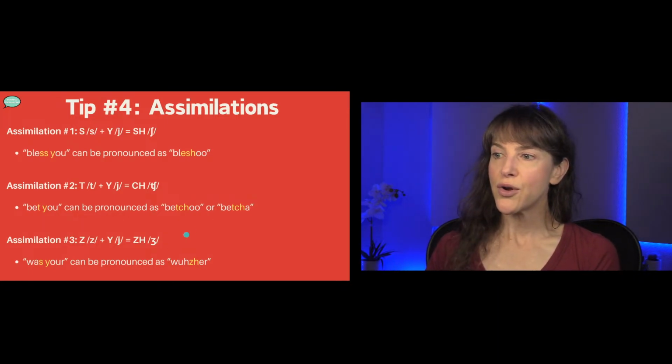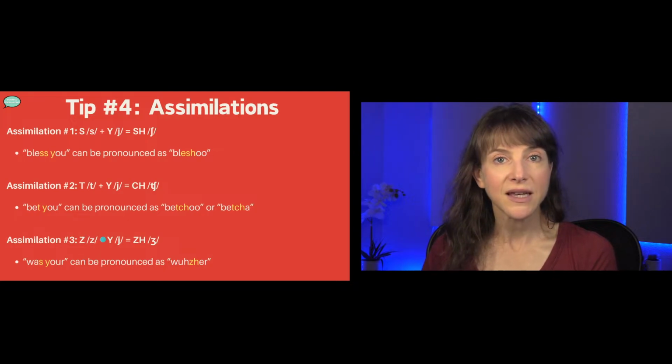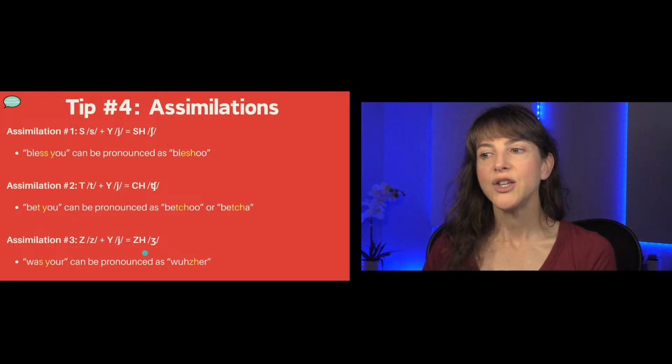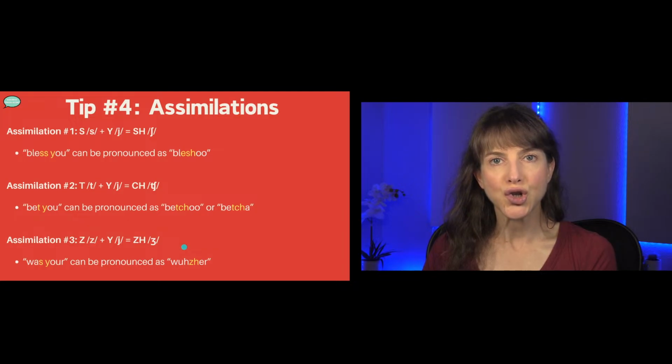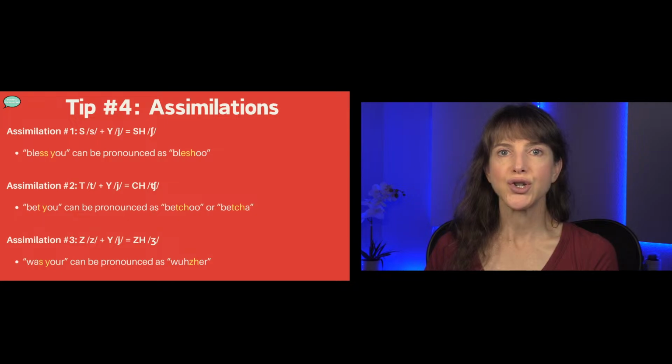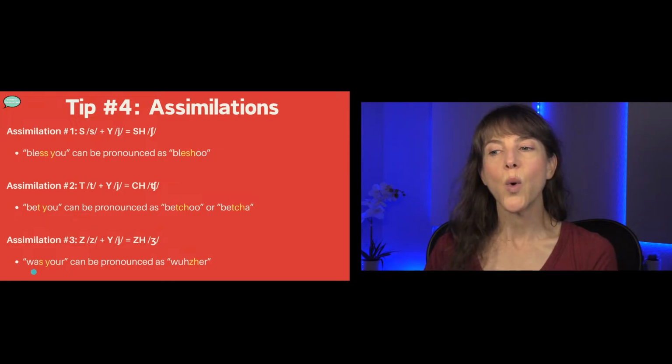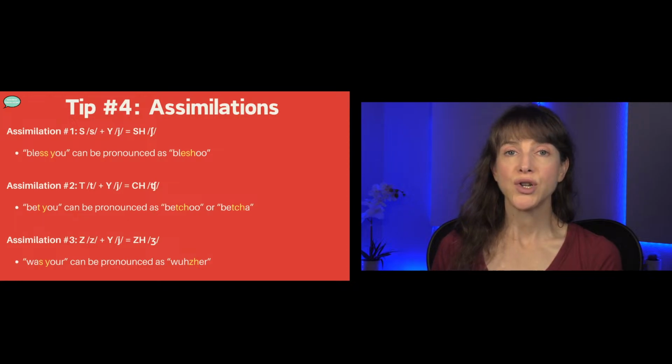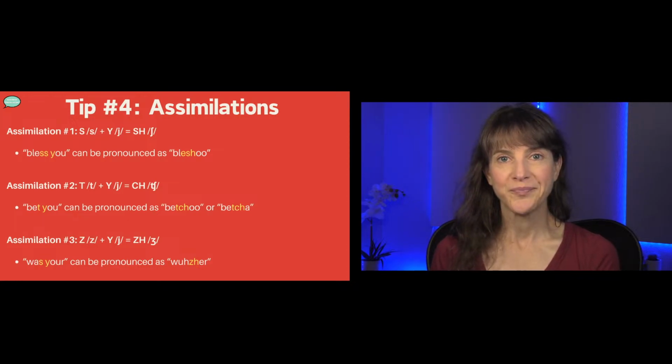And then we have our third assimilation, a final Z linking to a Y consonant. You get the ZH sound, like in the words treasure or measure. So the two-word phrase was your. If you reduce the word your, like I have here, and you use this assimilation, it sounds like was your. Was your mom okay?